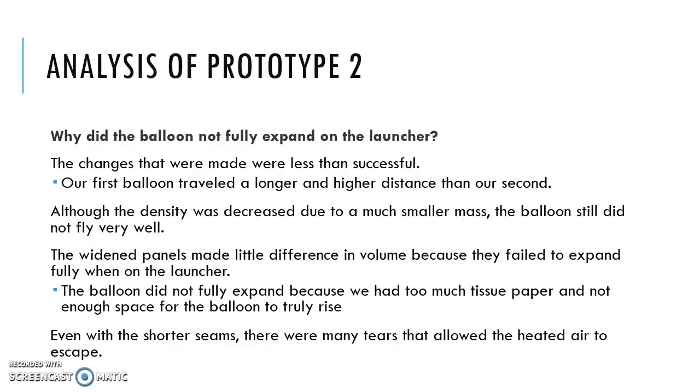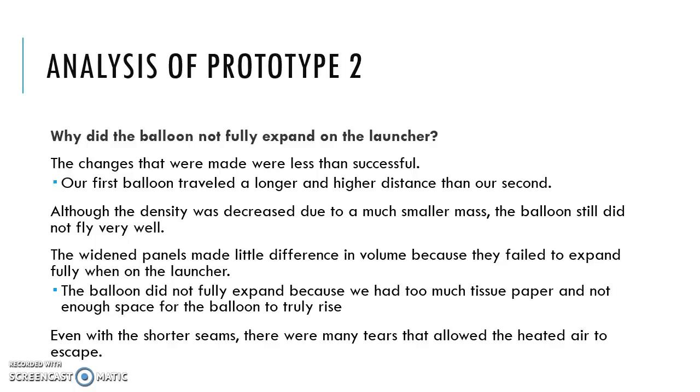Analysis of Prototype 2. The balloon did not fully expand on the launcher because the changes that were made were less than successful. Our first balloon traveled a longer and higher distance than our second. Although the density was decreased due to a much smaller mass, the balloon still did not fly very well. The widened panels made little difference in volume because they failed to expand fully when on the launcher. This meant that even though we had increased the width of our balloon, we weren't able to maximize that increase and thus had empty weight.